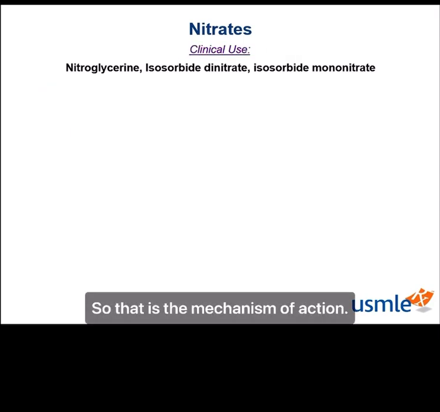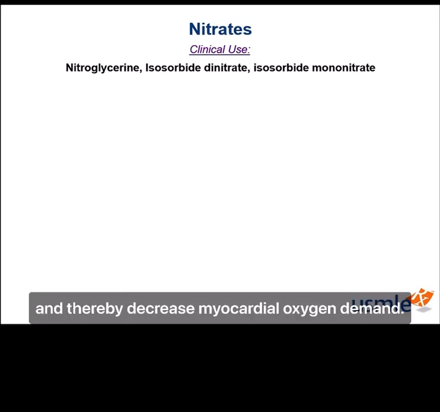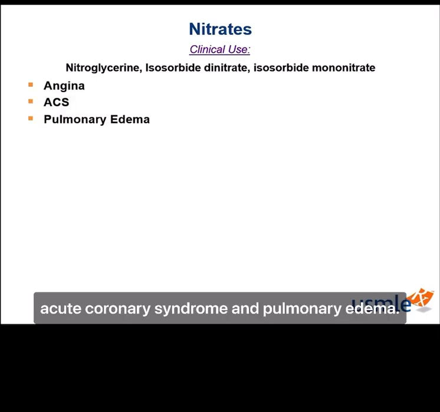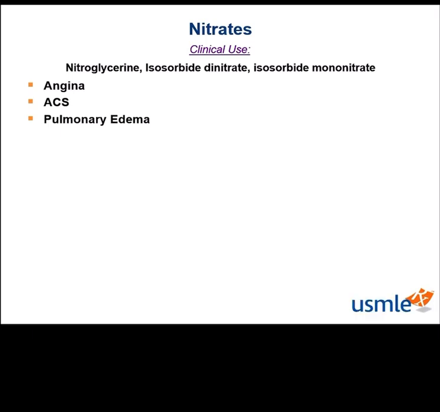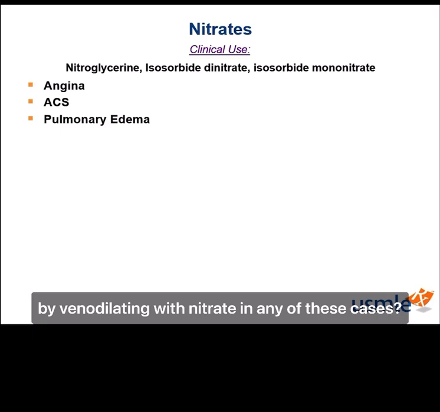So that is the mechanism of action, but when would we actually use nitrates? Because they drop preload and thereby decrease myocardial oxygen demand, they are most commonly used in angina, acute coronary syndrome, and pulmonary edema. So why is it important to decrease preload by venodilating with nitrate in any of these cases?